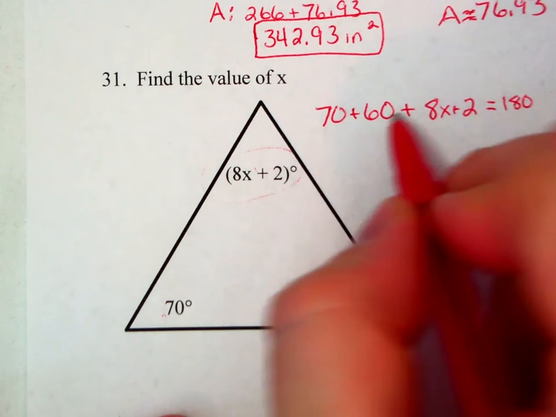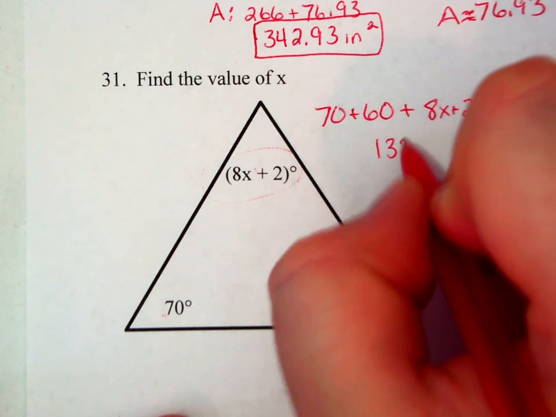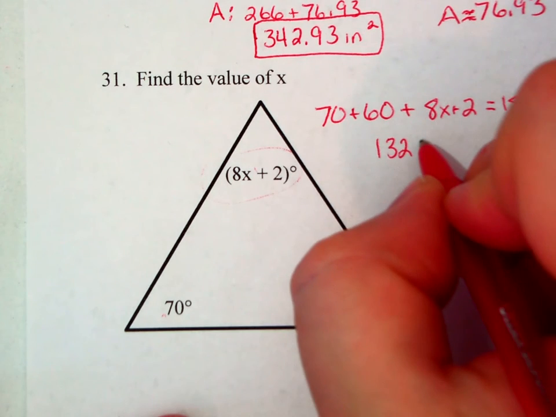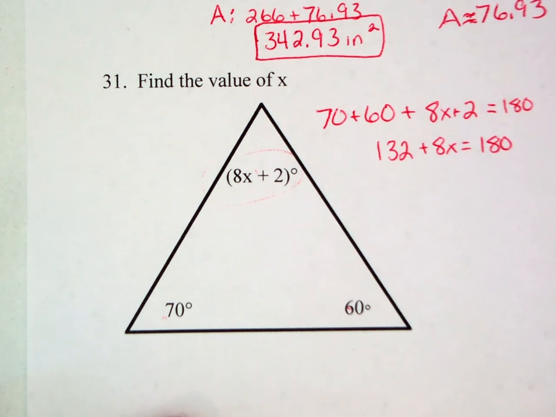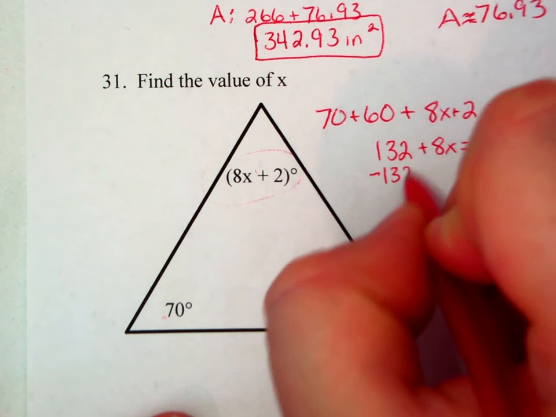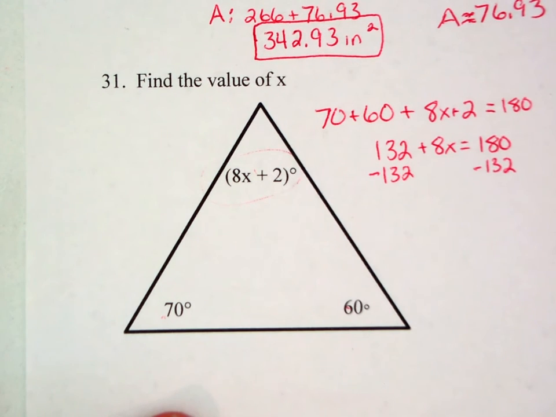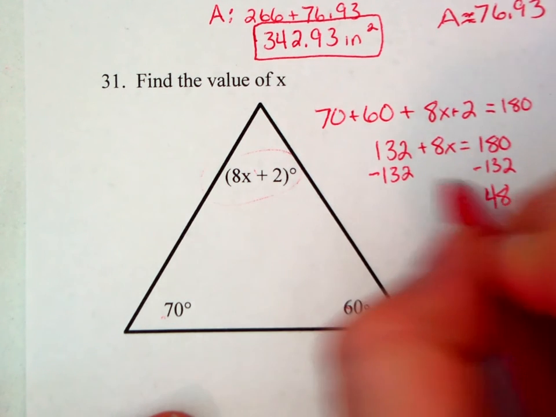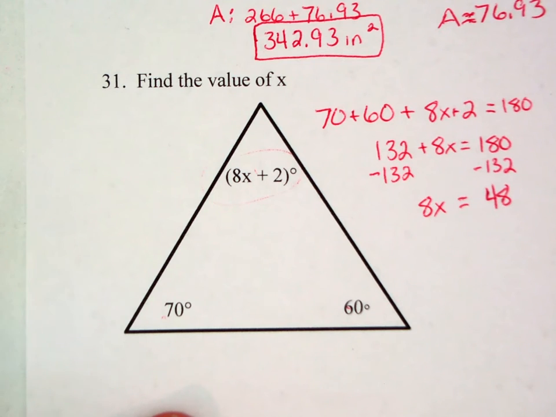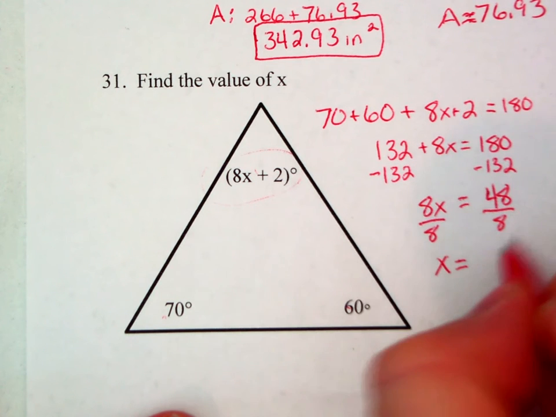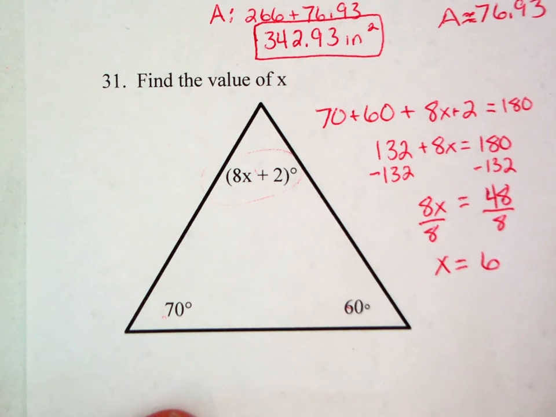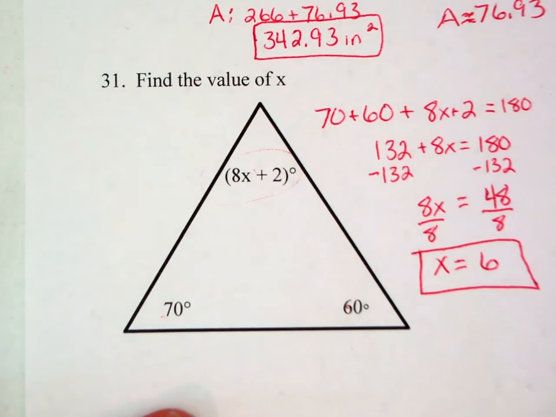So 70 and 60 is 130, plus 2 is 132. Plus the 8x, since there were no other x's to combine it with, equal 180. I'm going to subtract 132 from both sides. And we determine that 48 equals 8x. And if I divide both sides by 8, we find that x is equal to 6. That's what the problem was asking for. That's all we need to do.